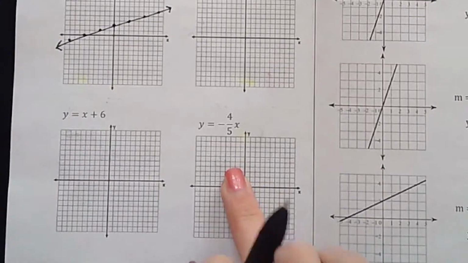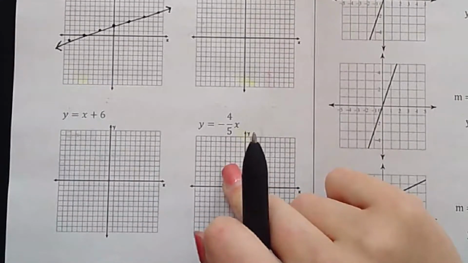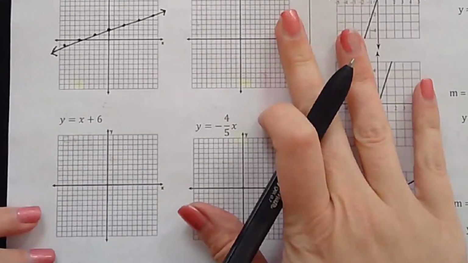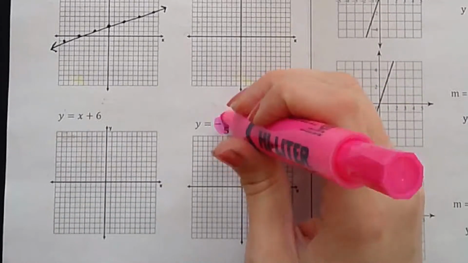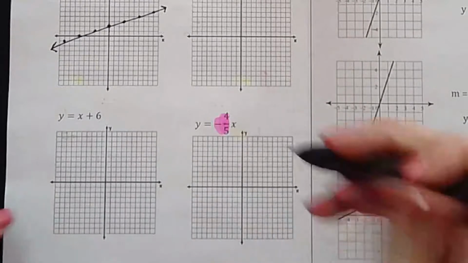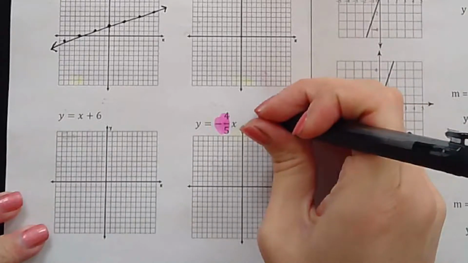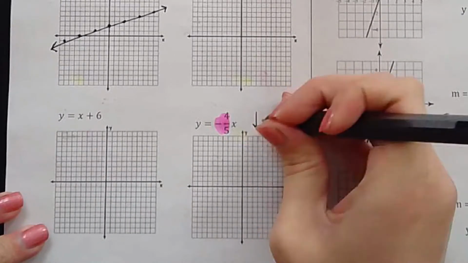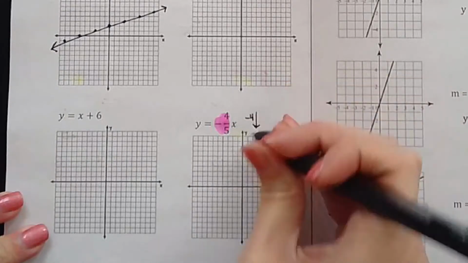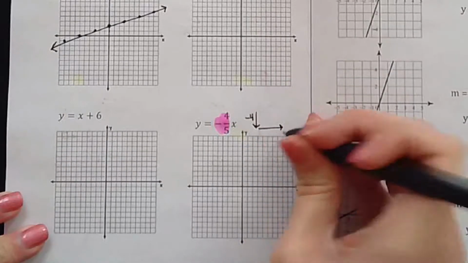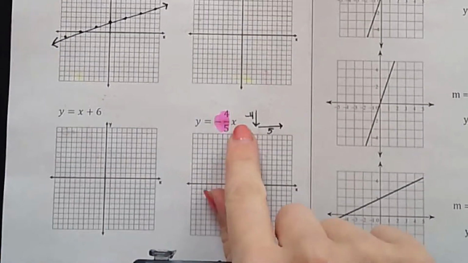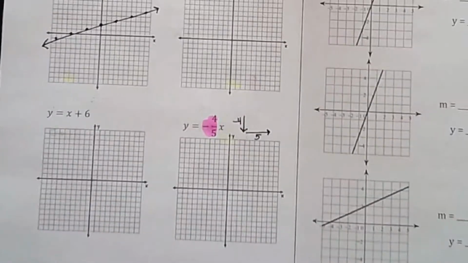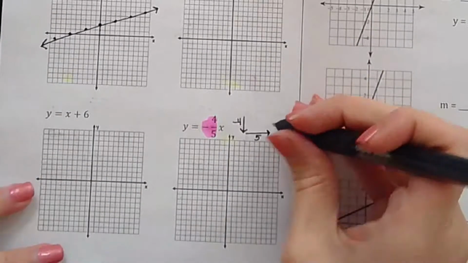Together, we are going to graph y equals -4/5 x. This problem has a slope of -4/5, which tells me my rise is -4. So I'm going down 4, and my run is +5. So I'll be going to the right 5. In this problem, I don't see a y-intercept. So I know my y-intercept is 0.